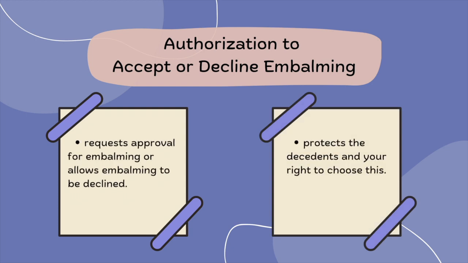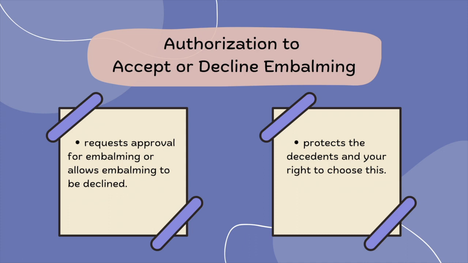The next form we're going over is the authorization to accept or decline embalming. This form requests approval from you for embalming or allows embalming to be declined. This protects the decedents and your right to choose this. There's typically an additional charge for embalming, and if you choose not to embalm, then your loved one will need to be refrigerated in the meantime, which there is usually also a charge for.